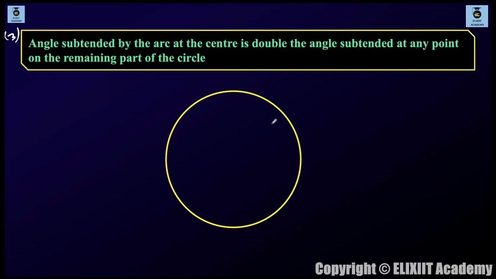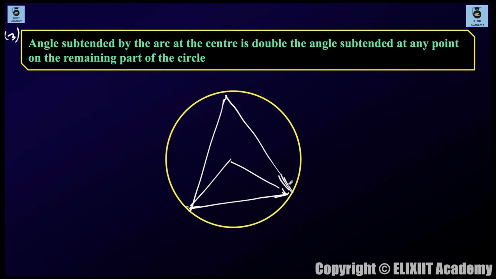So angle subtended by the arc at the center is double the angle subtended at any point. So what I do first, I just take a chord over here and I join it with the center. Let's say, for instance, I join it with the center. And with the same chord, I'm creating one more triangle over here.